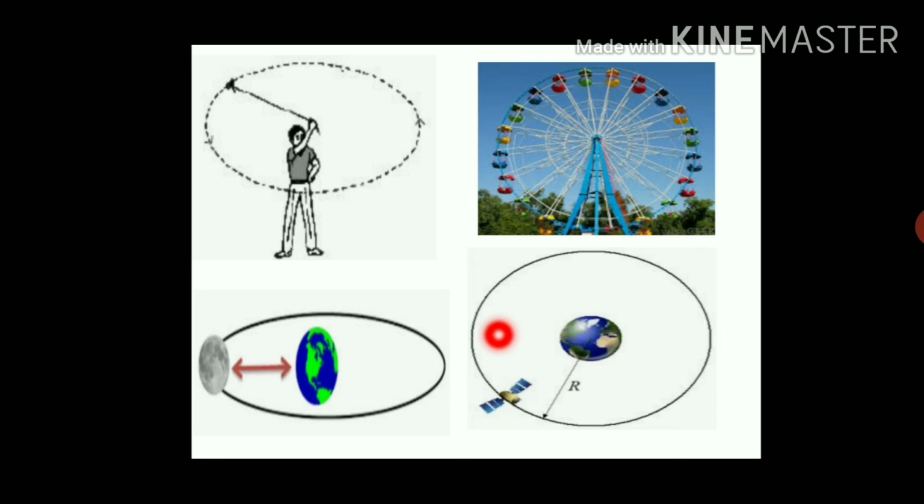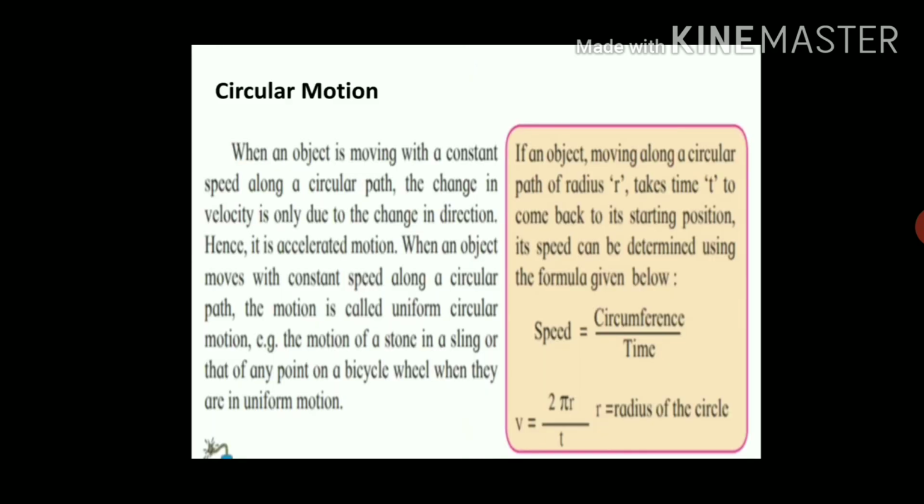By observing these pictures, what concept did we understand? That is circular motion. Now what is circular motion? When an object is moving with constant speed along a circular path, the change in velocity is only due to change in direction of motion. Hence, it is an accelerated motion because the direction of the object is continuously changing.